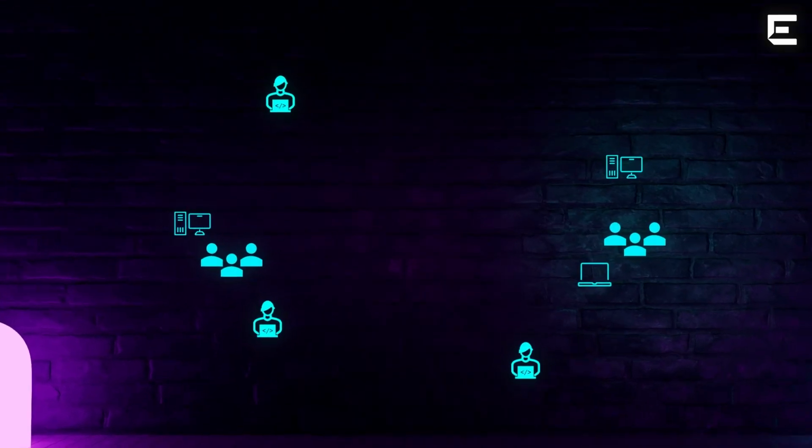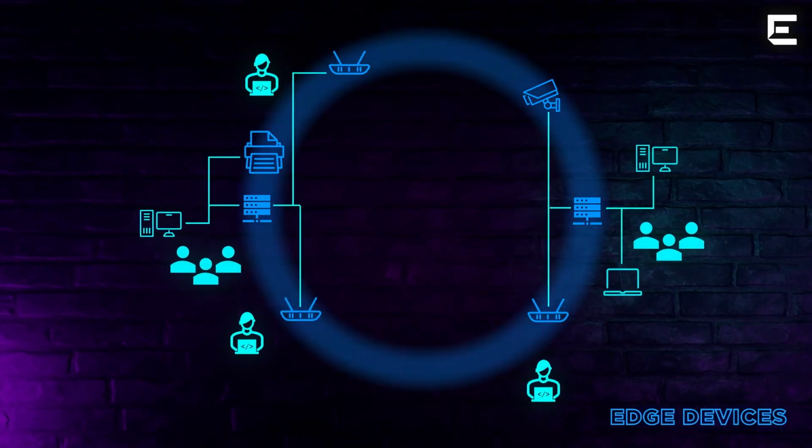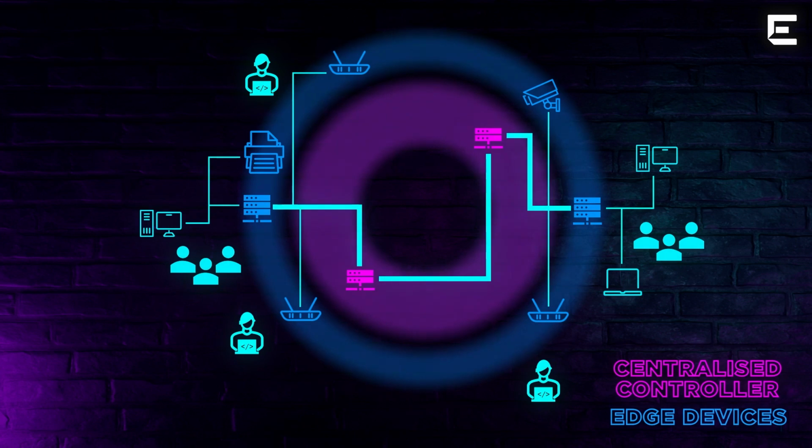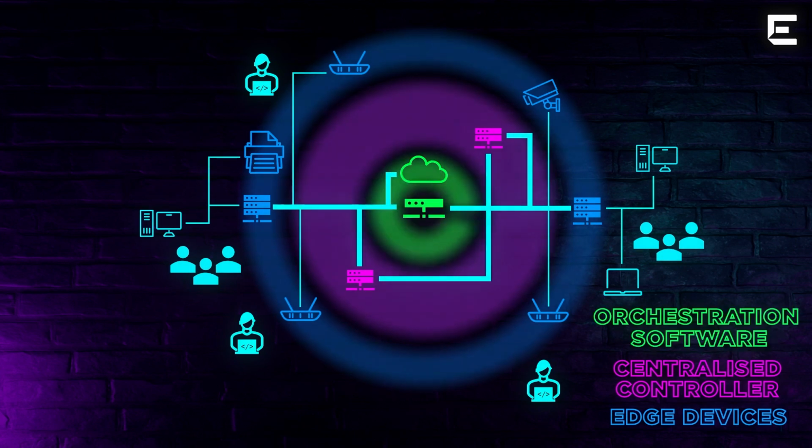Now, at a high level, the SD-WAN architecture consists of 3 main components: edge devices, a centralized controller, and orchestration software. Let's take the first, edge devices. These are located at the network edge, typically at branch locations, and are responsible for actually forwarding network traffic. The centralized controllers, well, they're the brains of the SD-WAN network.